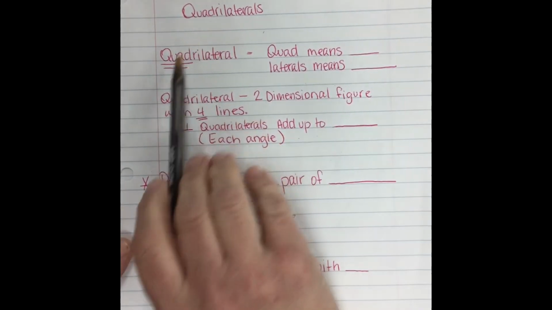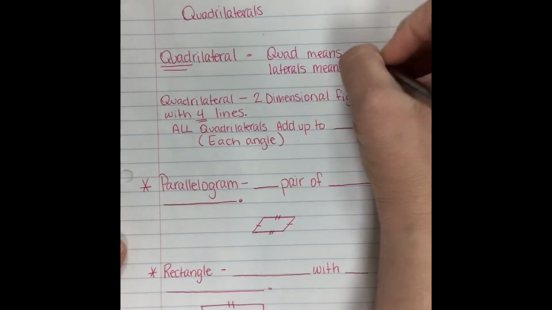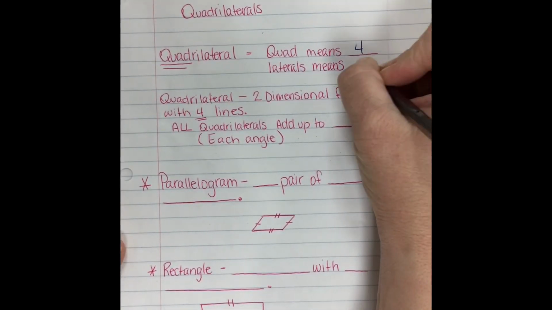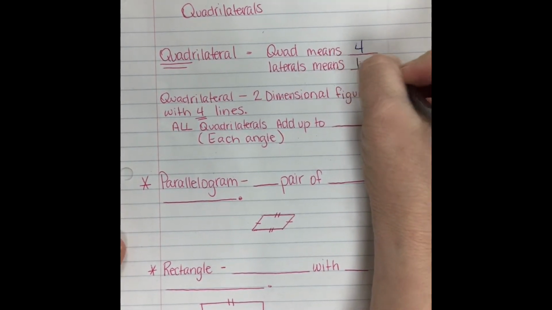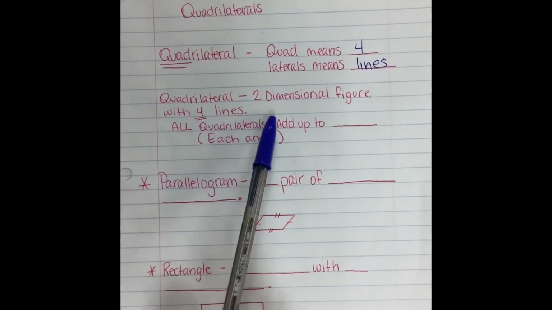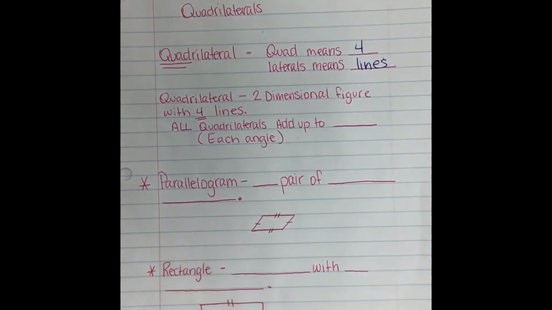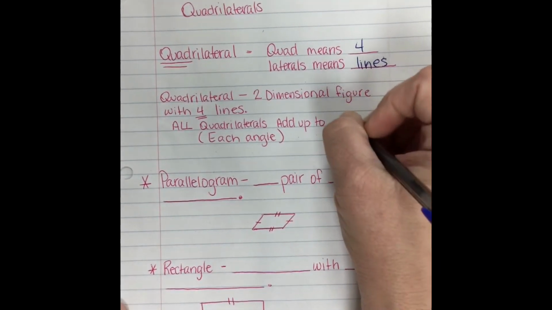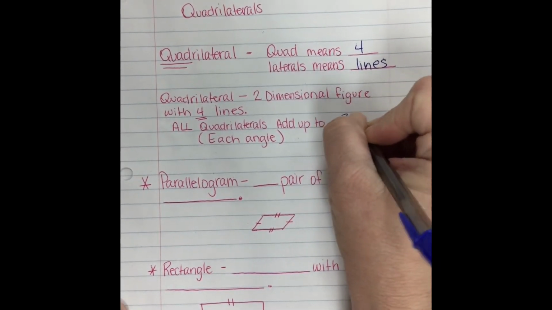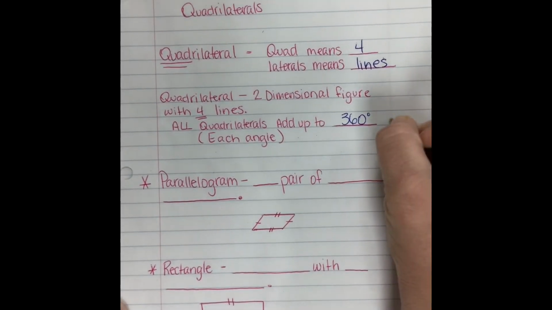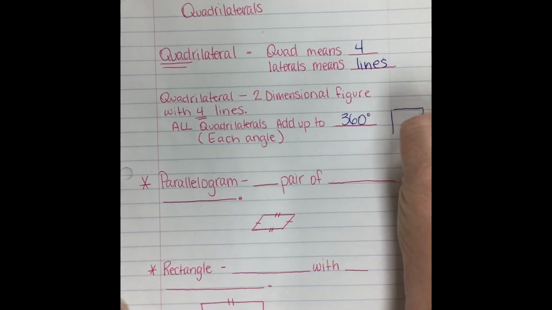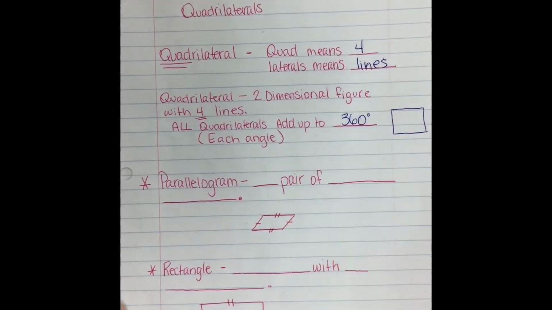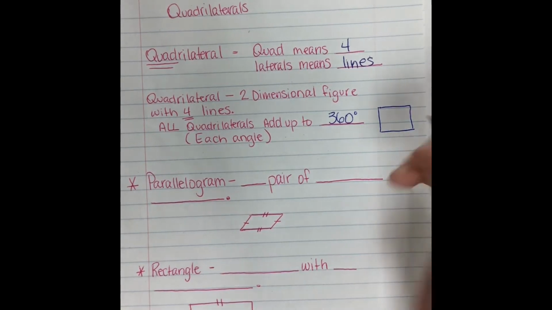So quadrilaterals, quad means four. Lateral means lines. So that means a quadrilateral is a two-dimensional figure with four lines. All quadrilaterals add up to equal 360 degrees. That means when you are measuring the angles, so this would be a quadrilateral. It's four lines that all connect.